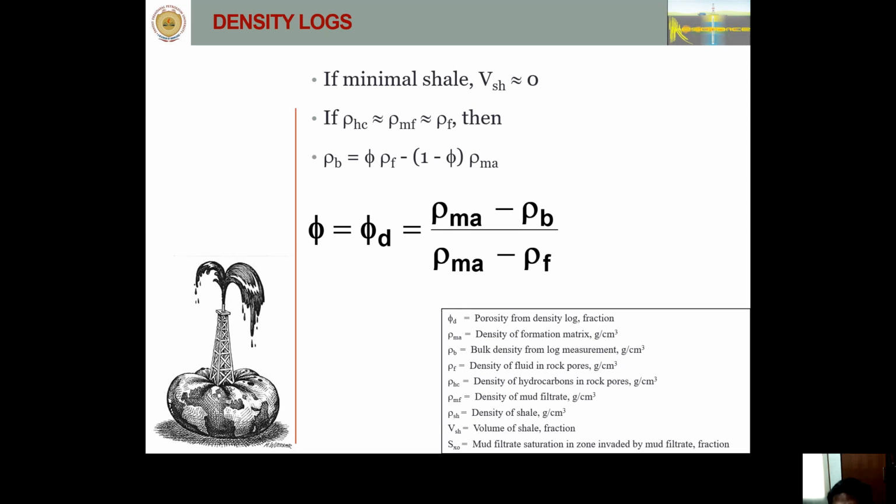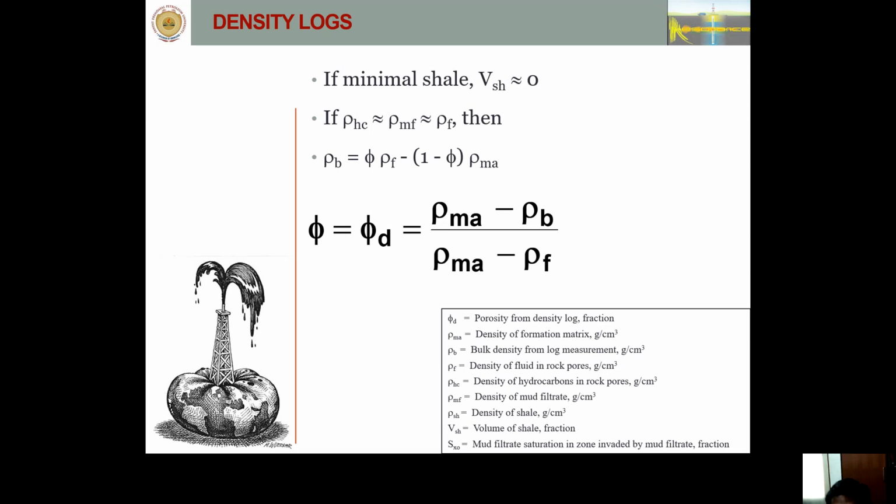If V shale is close to 0, and rho hydrocarbon is equal to rho mf, very close to rho f, then rho b is given as phi rho f plus (1 minus phi) rho matrix. So phi, which is determined from density, equal to phi d, is given as (rho matrix minus rho b) divided by (rho matrix minus rho f), where phi d is the porosity from density log, which is in fraction.